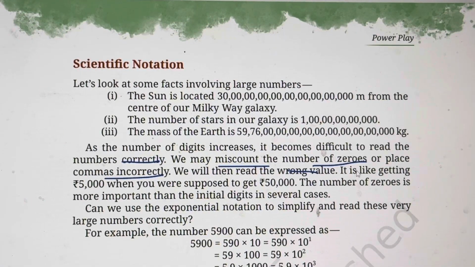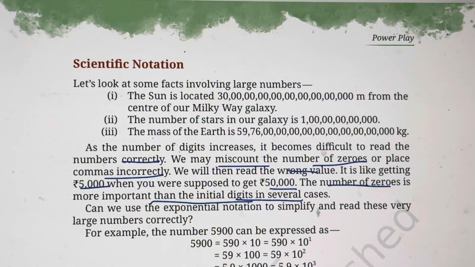and it is like getting 5,000 when we were supposed to get 50,000. That would be a huge difference. So the number of zeros is more important than the initial digits in several cases. Like in this case itself, 5,000 and 50,000. 5 is the same, but that zero has made the whole lot of difference, isn't it?